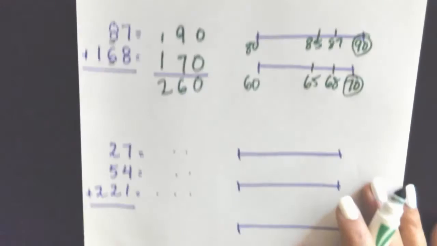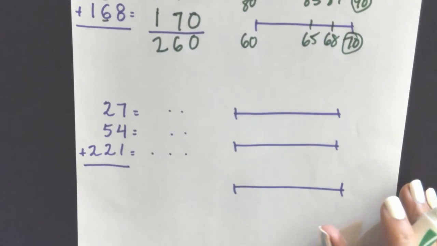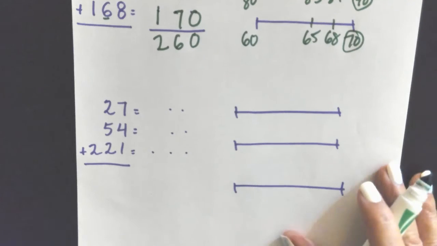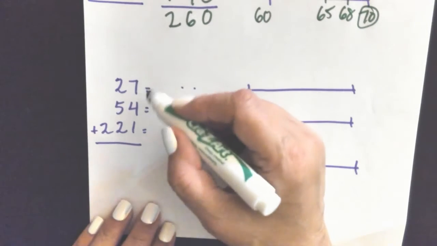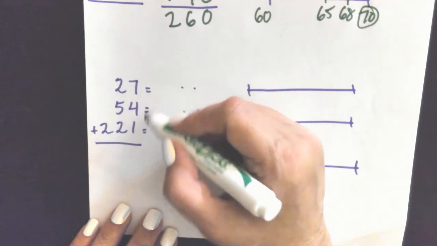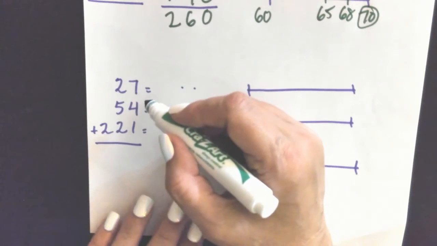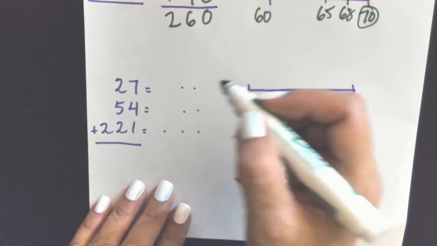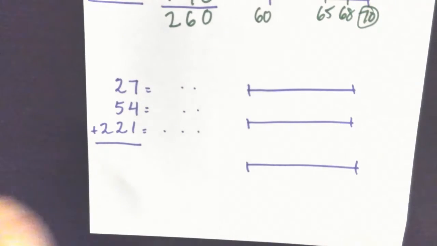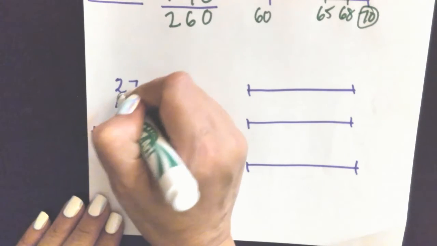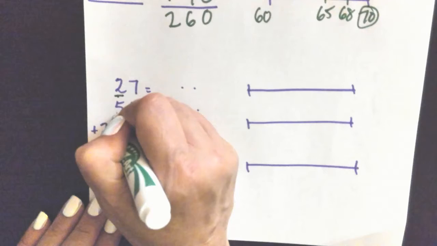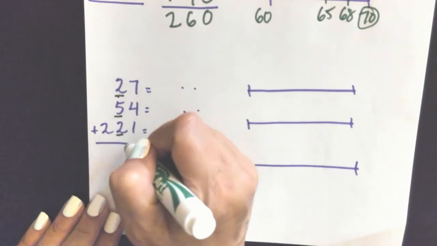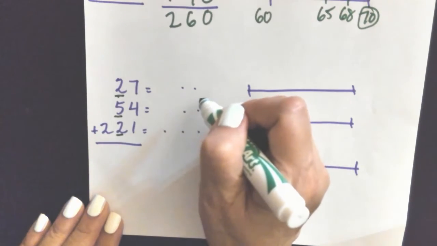Okay. Now we have this one. Ooh, this is a type of problem you're going to be seeing on your assignments, or definitely on your tests. So we have, again, I want you to underline the tens place to remind you that's what we're rounding to.